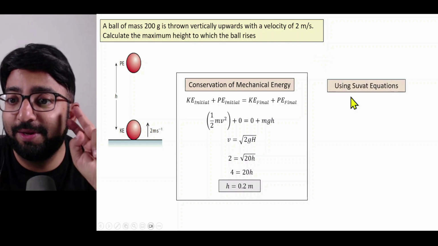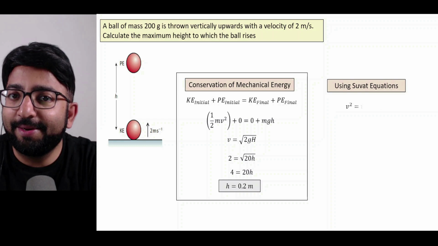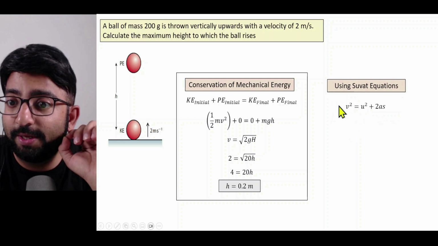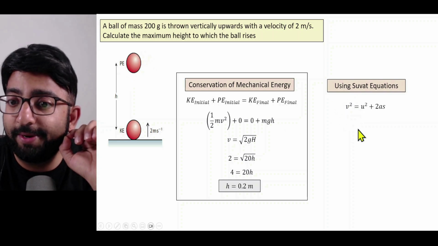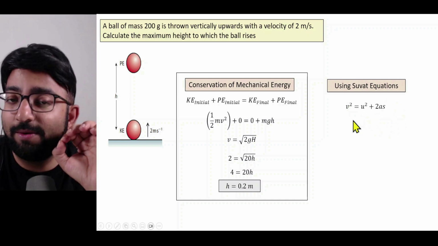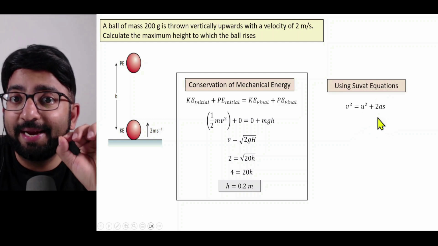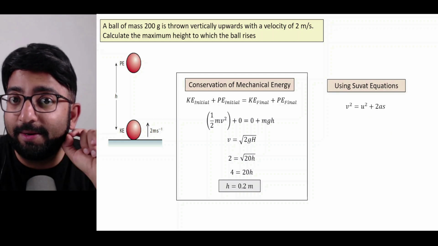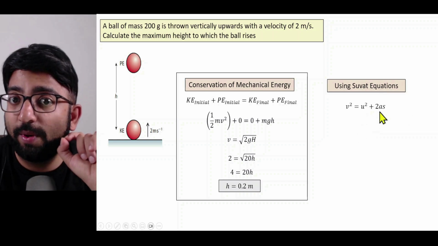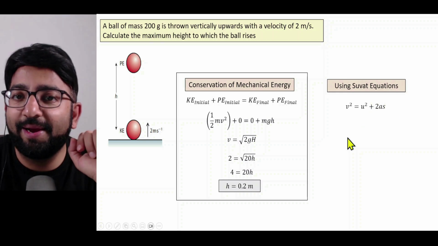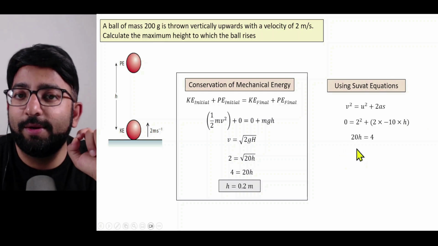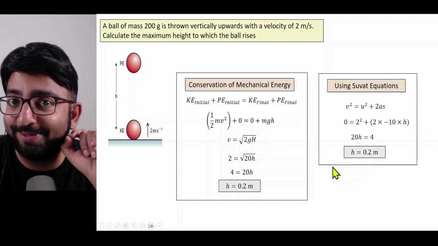Method number two is using the Stewart equations. Let us use v square is equal to u square plus 2as. We already deduced that the final velocity at the topmost point is 0, initial velocity is 2, acceleration is 10. But in this equation, we will put the value of a as -10 since gravity acts downwards. And if you recall, we can apply these equations only with the correct sign convention. That is why acceleration is not 10 but -10. So if you put all the values in, the equation will look like this and h will come out as 0.2 meters. So this is the second method.